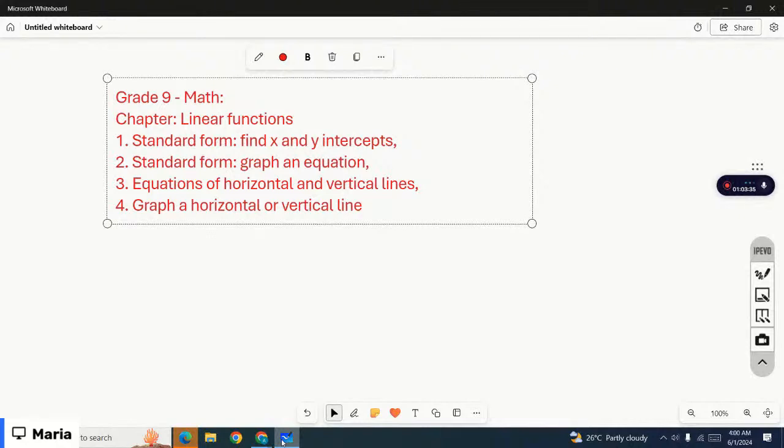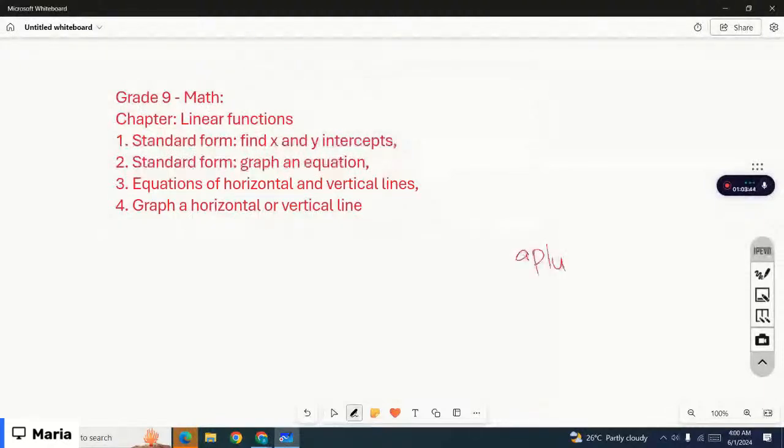We are here for grade 9 math. You can find all the lessons on aplustudents.com. You have to log in there using your email address and password as provided by the administrator. Then select math from the subject tab, scroll down to grade 9 math and click on view all lessons. There you can find the list of the chapters.